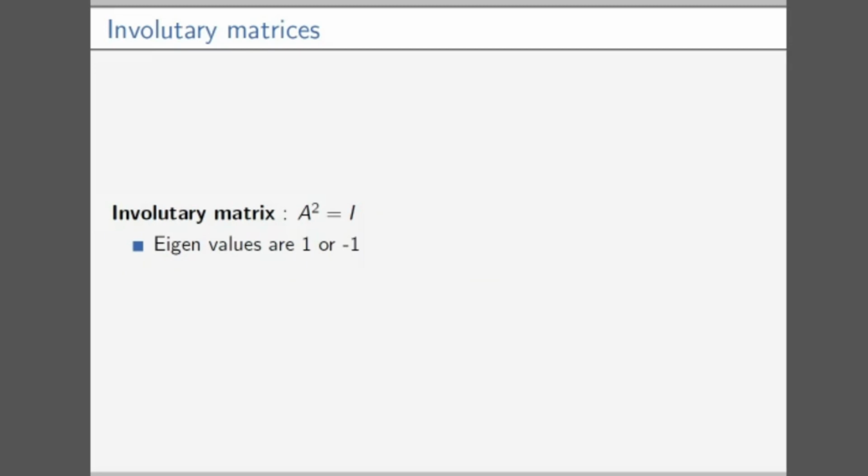Next, and this is the last type of matrix, is the involutory matrix, which is of the form A square equal to I, and its eigenvalues are 1 or minus 1. So always these two eigenvalues, no other possible eigenvalues are there. So that's all about the theory. Next we'll be going to the problem session.